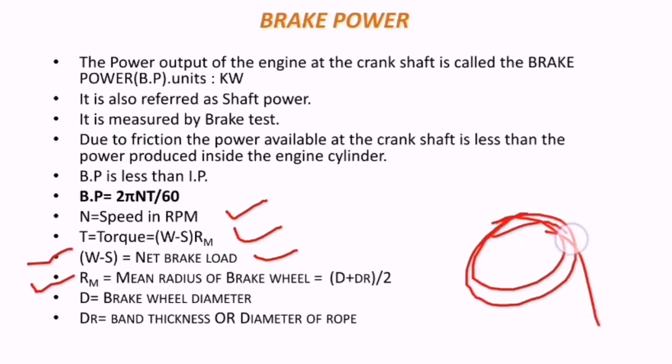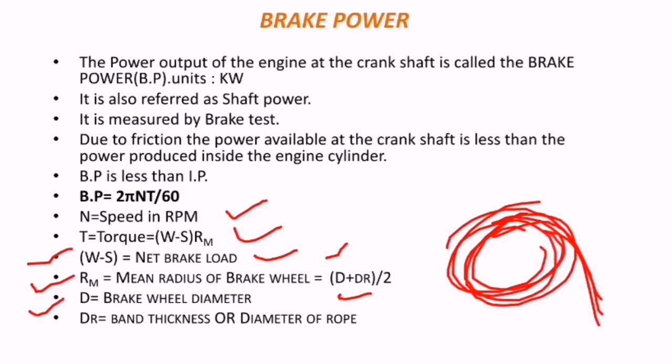So in the brake test, when we are conducting it with the wheel and this rope, the mean radius of the brake wheel means (D + dr) by 2. What is D? D is nothing but the brake wheel diameter. dr means the thickness or diameter of the rope. So these two radii: the mean radius of the brake wheel means (D + dr) by 2.